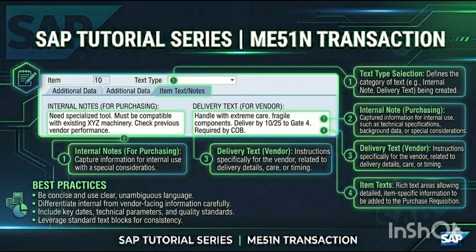Many companies have mandatory text requirements for certain high-value items. Taking time to write clear and professional text significantly improves the quality of your purchase requisition and speeds up the approval process, because obviously if it looks professional, it will be approved faster.